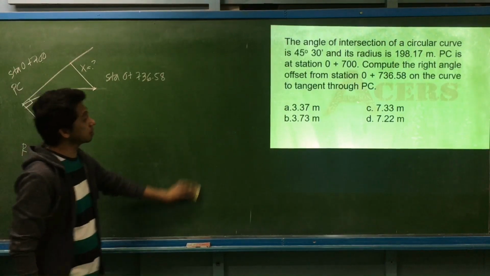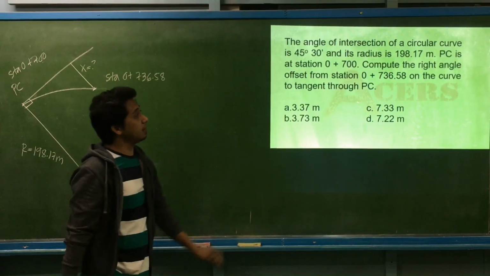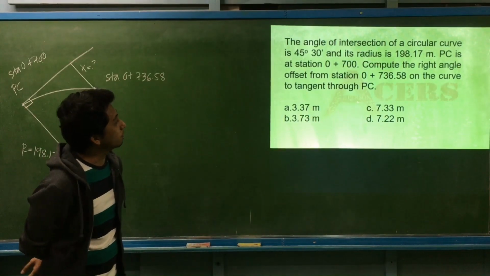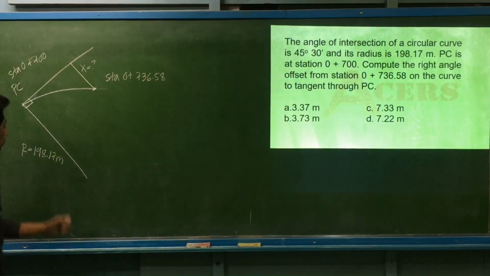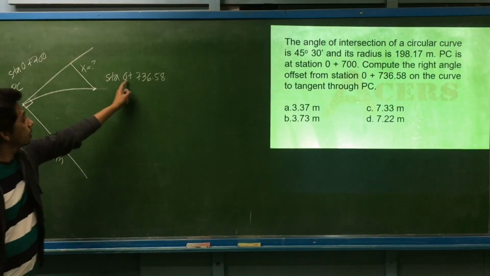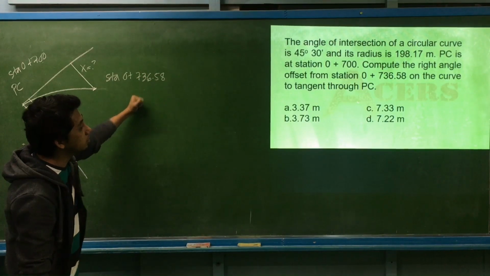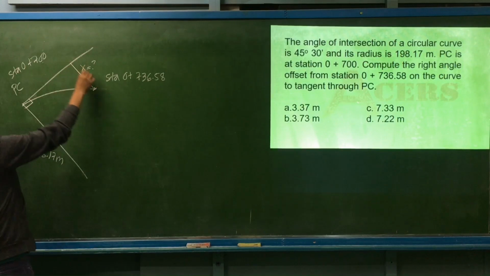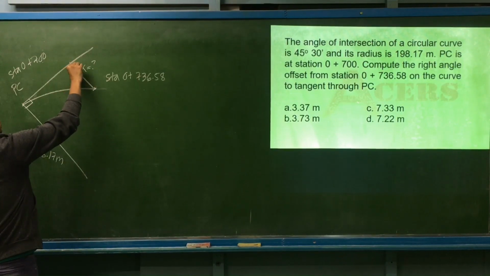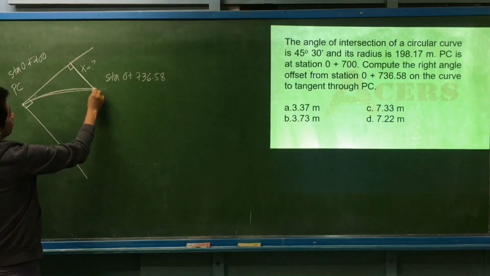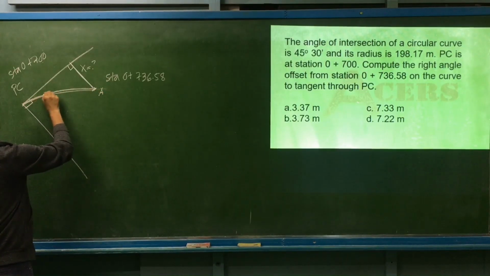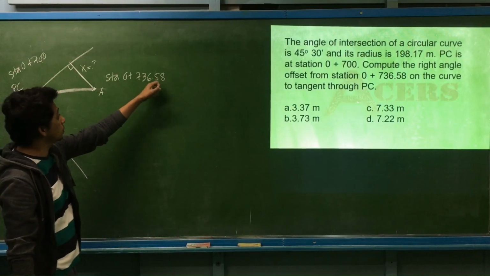Okay, back to simple curves. The angle of intersection of a circular curve is 45 degrees 30 minutes, and its radius is equal to 198.17. PC is at station 0 plus 700. Compute the right angle offset from station 0 plus 736.58 on the curve to the tangent through PC. So we will make an offset distance, or perpendicular distance, from the curve. Let's label this as station point A, station 0 plus 736.58.